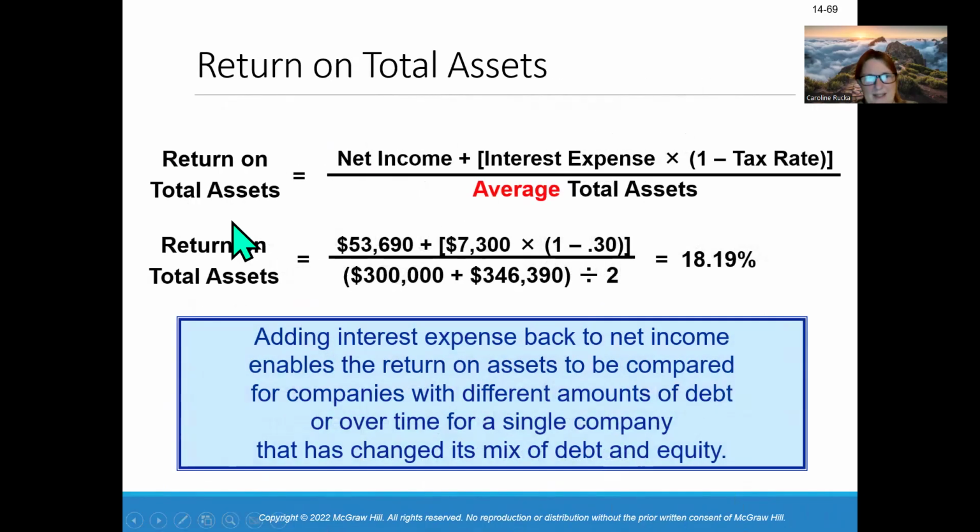Return on total assets. That's net income plus interest expense times one minus your tax rate, over your average total assets. This is where you're adding your interest expense back to net income. So your return on assets is being compared for companies with different amounts of debt, or over time for a single company that has changed its mix of debt and equity.